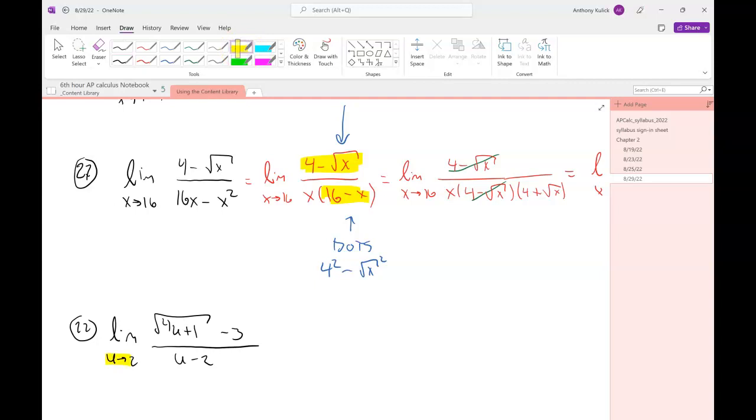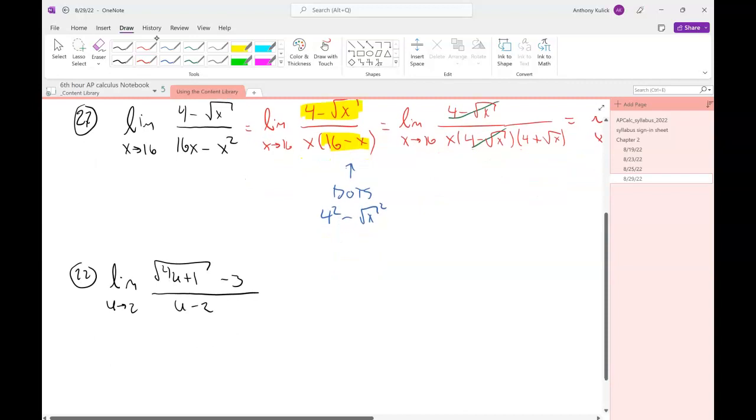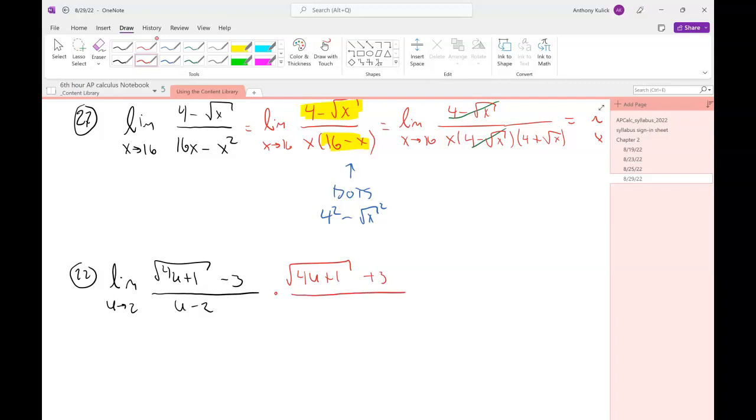So here, again, I see that I'm going to have trouble. I can't direct substitute that. And I don't see an obvious difference of two squares to apply, right? If I factor, I'd have square root of u plus 2 and square root of u minus 2, but those aren't reducing with the numerator at all. So I think I probably want to try multiplying by the conjugate of the numerator and hope that that will help me out there. I think that'll do it.